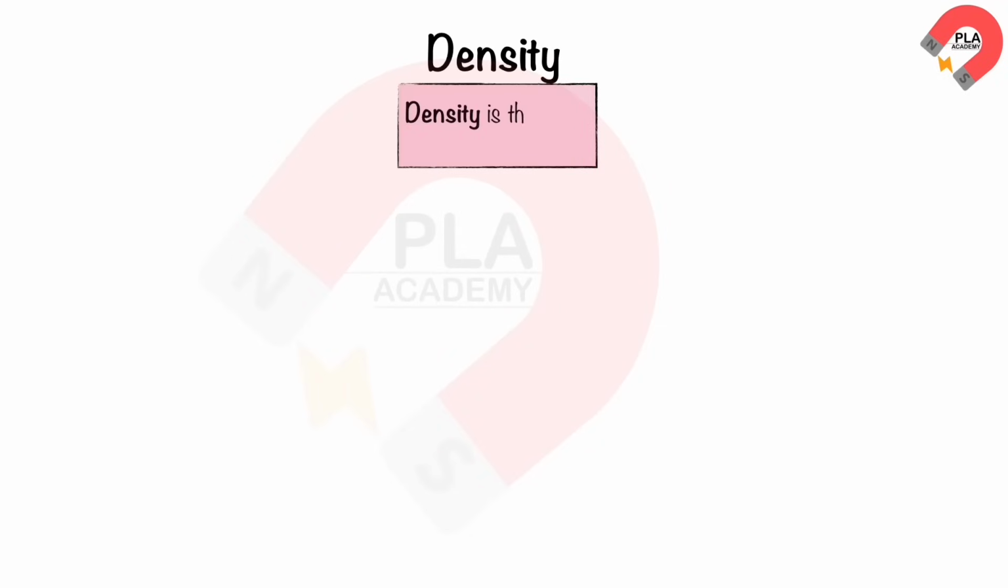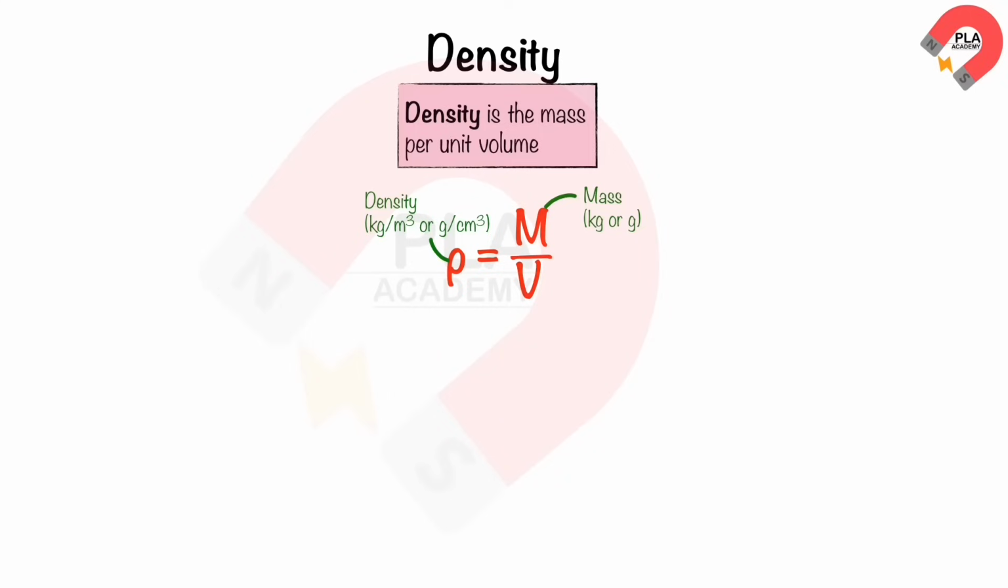Density. Density is defined as mass per unit volume. We can express density with the symbol ρ and the following equation. ρ equals m divided by V, where ρ is density in kilogram per cubic meter or grams per cubic centimeter. m is mass in kilogram or gram. V is volume in cubic meters or cubic centimeters.